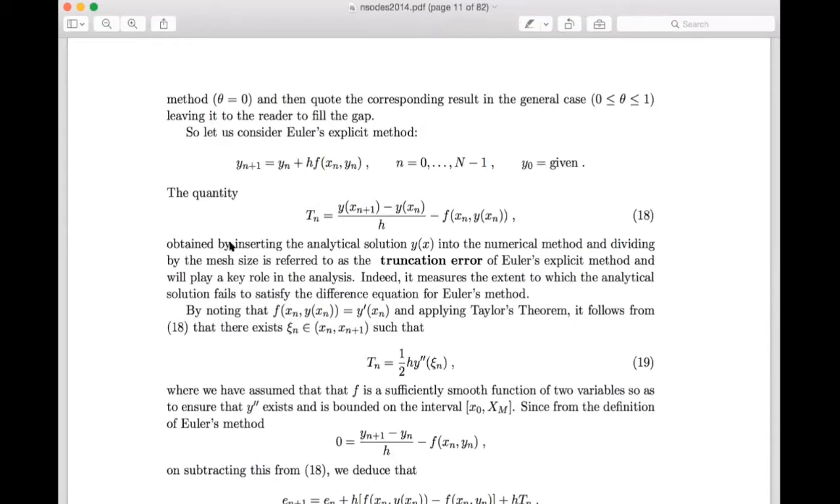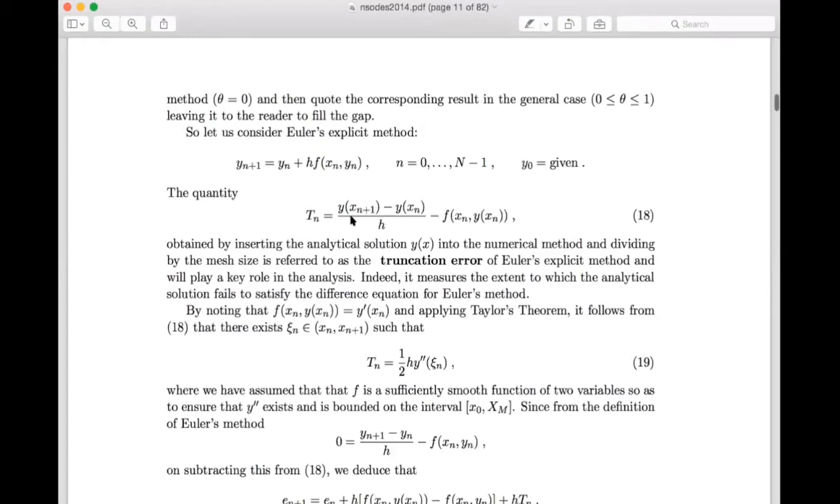The quantity obtained by inserting the analytic solution y(x) into the numerical method and dividing by the step size is referred to as the truncation error. It is not only for the Euler method, it is for all single step methods. Indeed, it measures the extent to which the analytical solution fails to satisfy the difference equation, in this particular case the Euler method. Otherwise, we can say the numerical method. So this thing is clear.